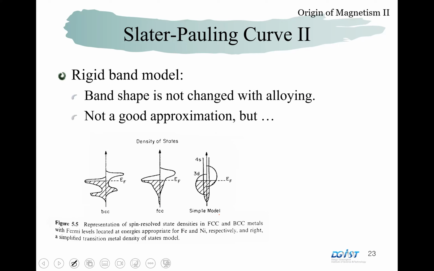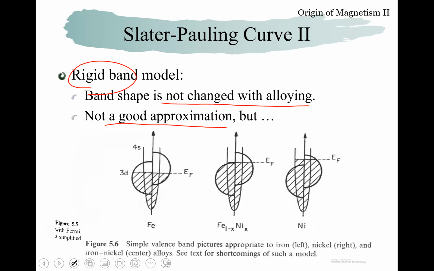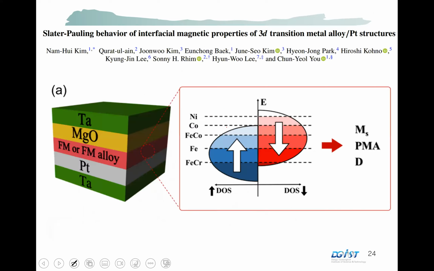You can use the rigid band model. Rigid band model means we don't care about the difference in band. The total band shape is maybe a little bit changed, but just keep it. And by changing the number of electrons or the position of the Fermi level, the band shape is not changed with the alloying. It's not a good approximation, but still you can use it to explain many things. As I already showed, the difference between iron and nickel is the level of the Fermi level, and you can explain this Slater-Pauling curve with this simple model.